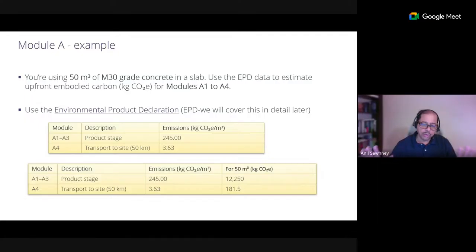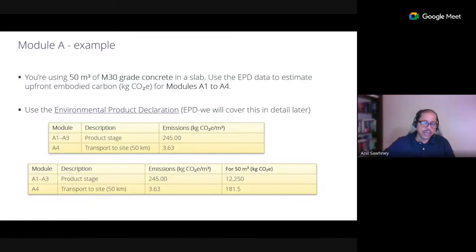Okay, so module A calculations are done this way. We're going to look at module B, C, and D separately in another session. But before we close this, I'm running a little bit behind, but I do want to look at this example.